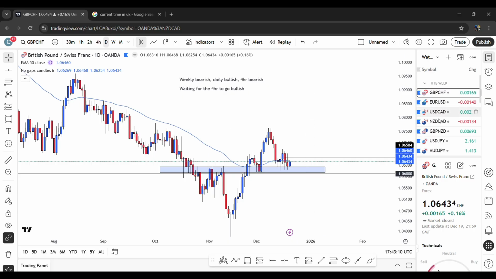So I got 1, 2, 3, 4, 5, 6, 7 markets for this week, which I think can go in our favor. First one is the GBP CHF.